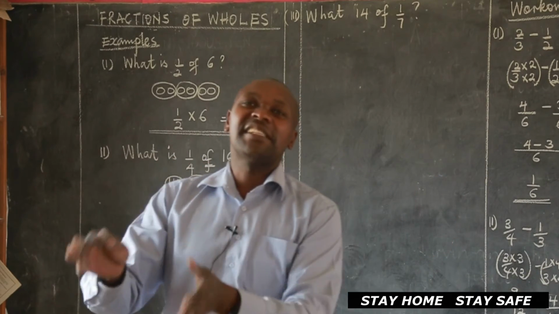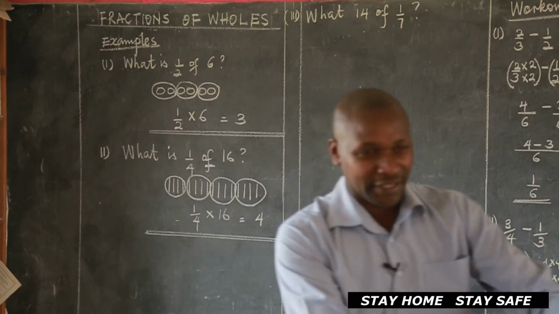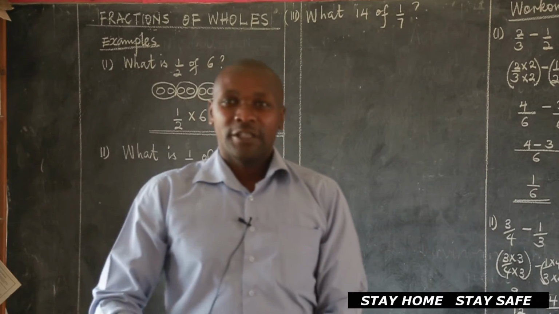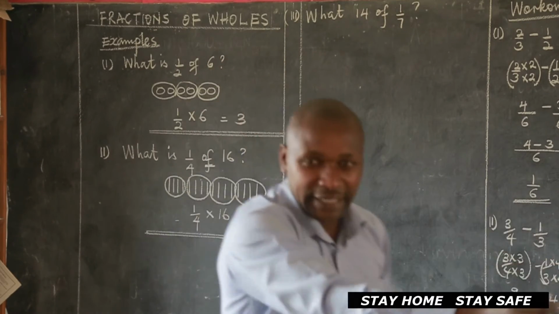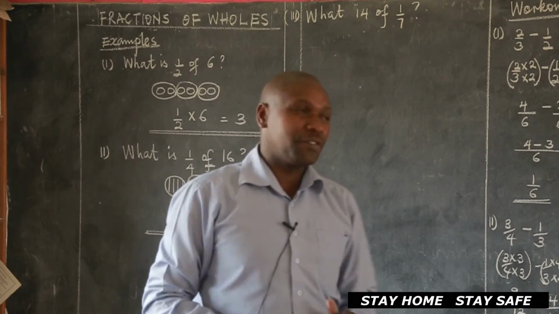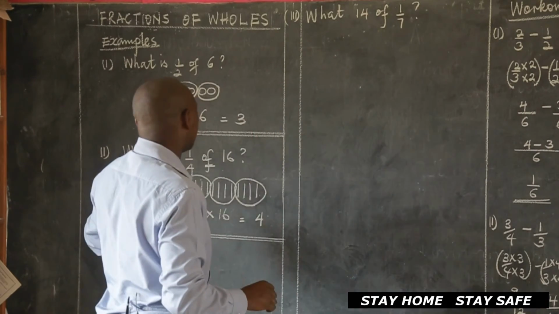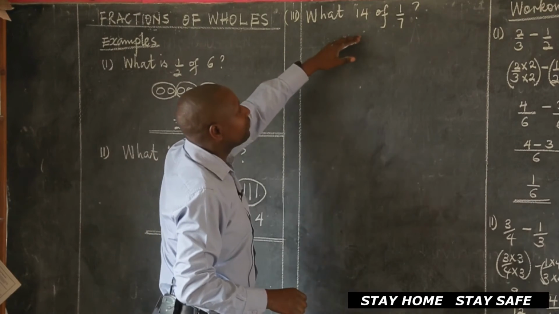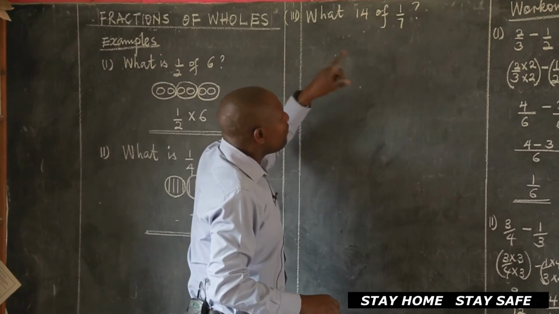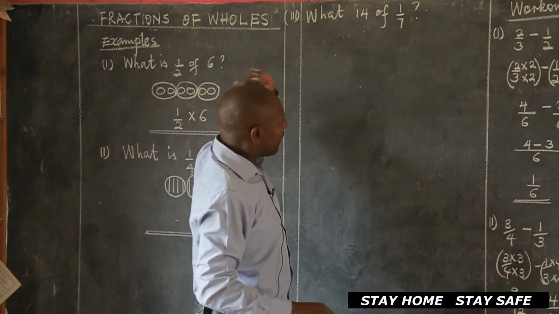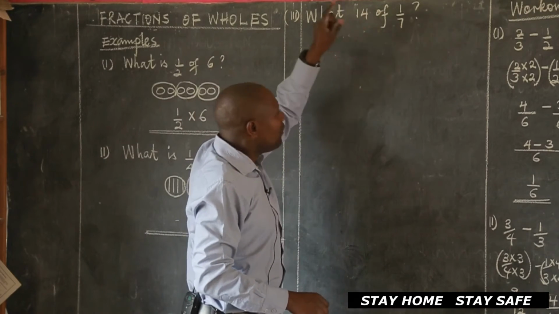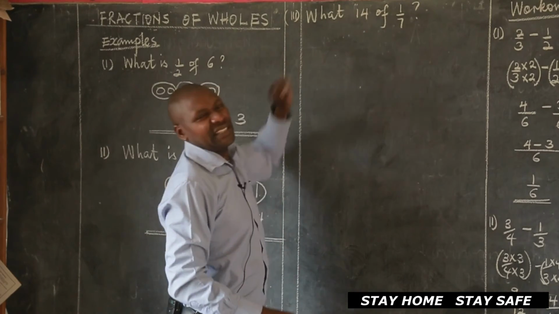What has changed is just the position. From here, go there. From here, come here. Jane, go there. Peter, come this way. Nothing you've changed. So we still have the same here. What does this one mean? Still they are telling us, how many groups of 7s can we form if we have 14 objects?